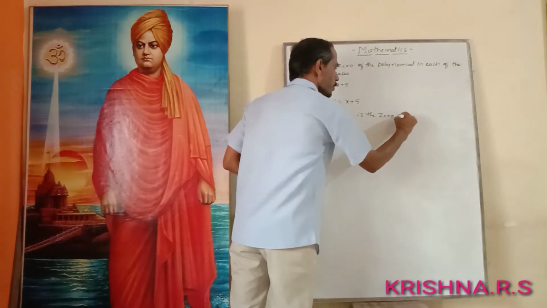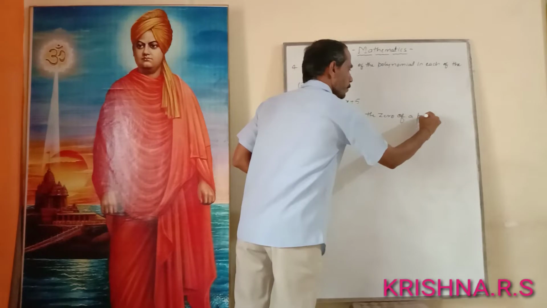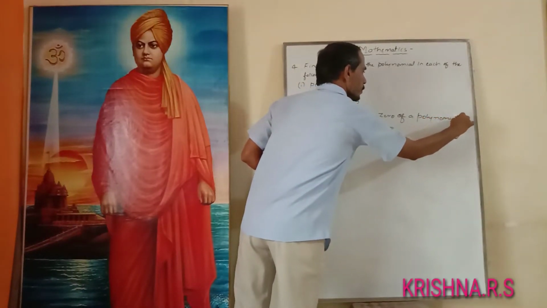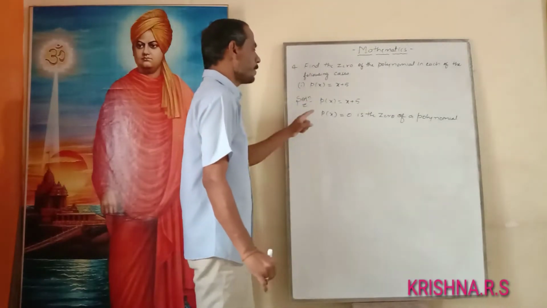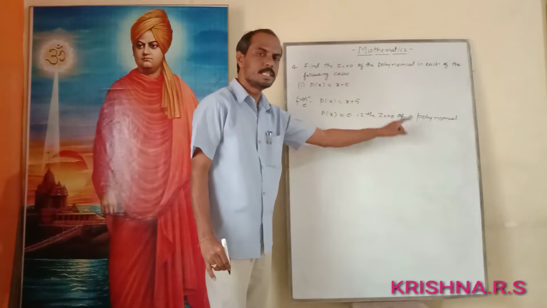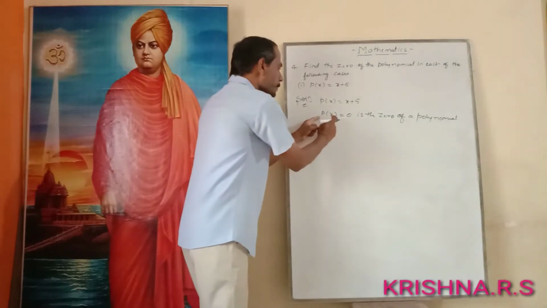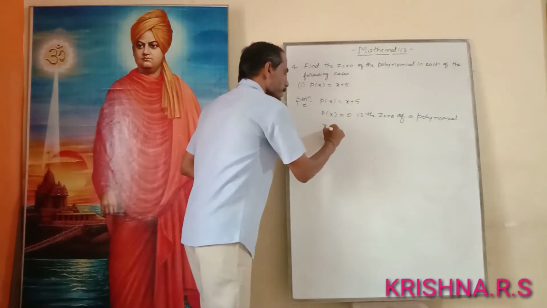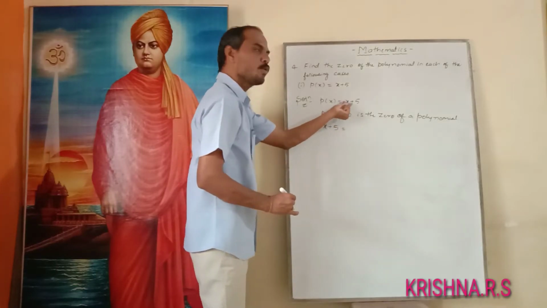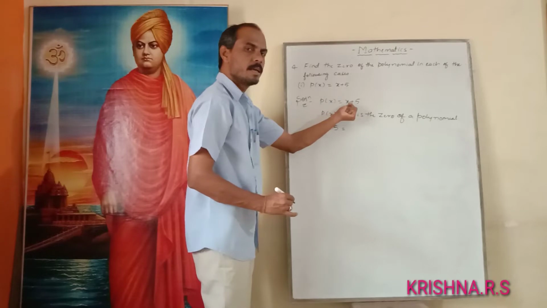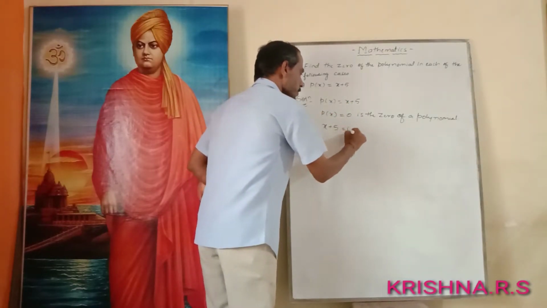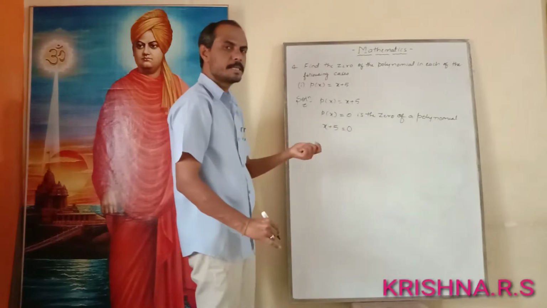P of x equal to 0 is the zero of a polynomial. What is the zero of a polynomial? The value of x for which P of x equals 0 is obtained, and that one is the zero of the polynomial. What is P of x? It is x plus 5, taken from the question. So x plus 5 is equal to 0. What is the next step?